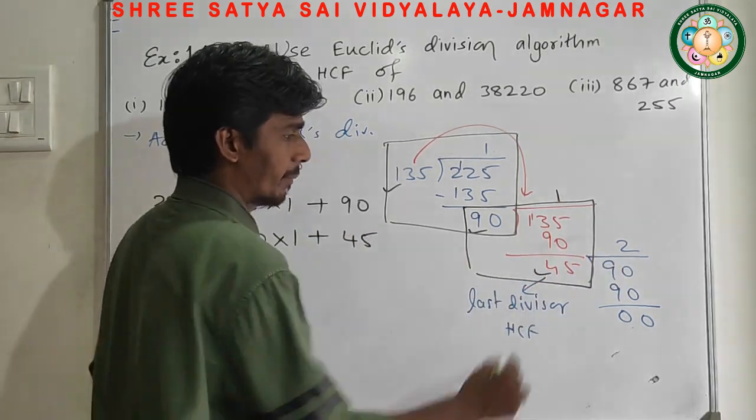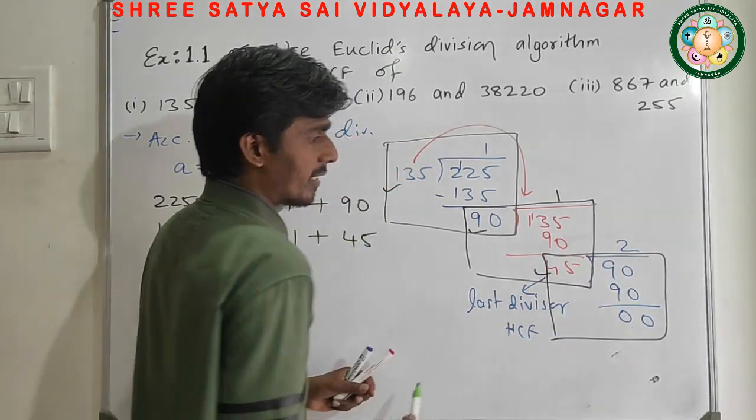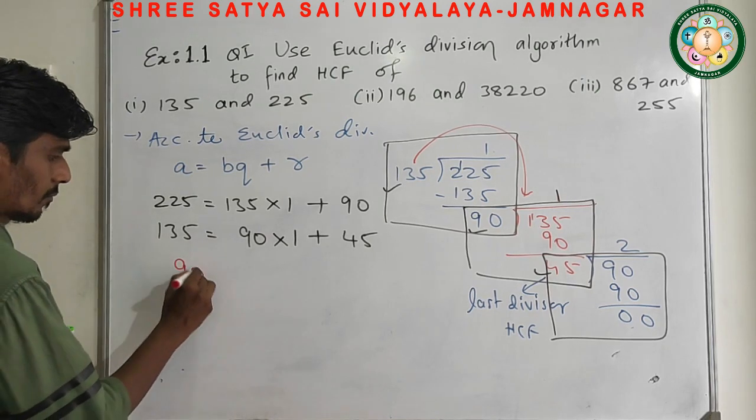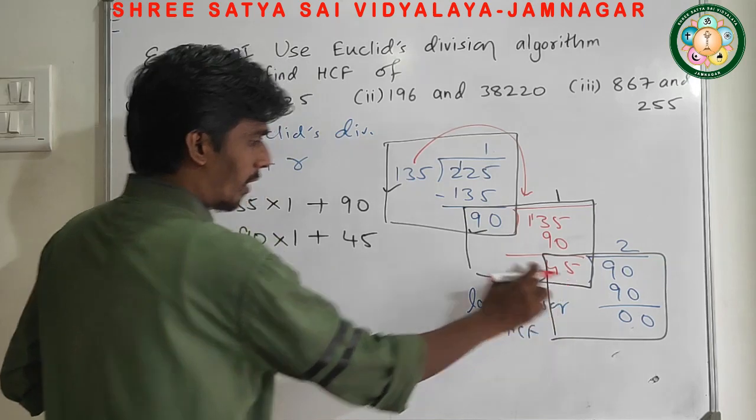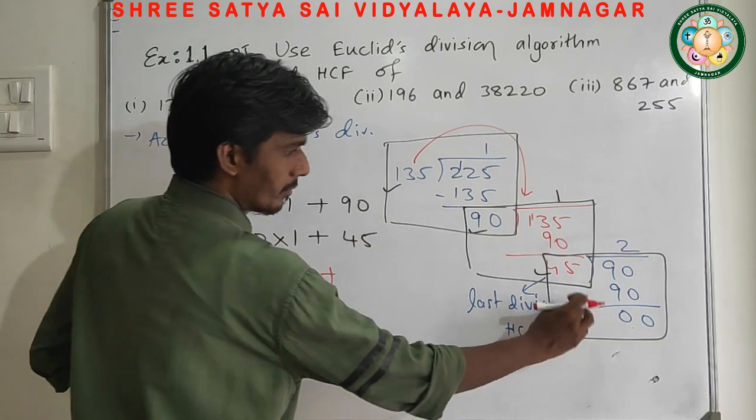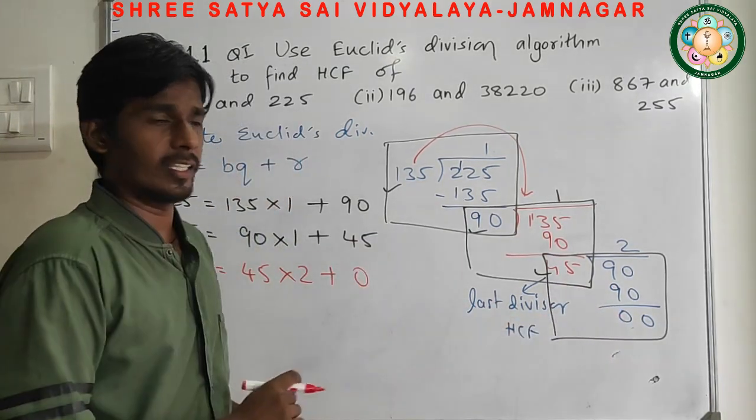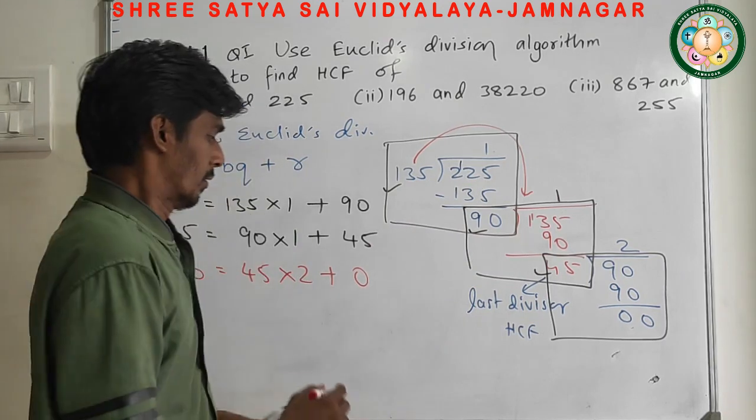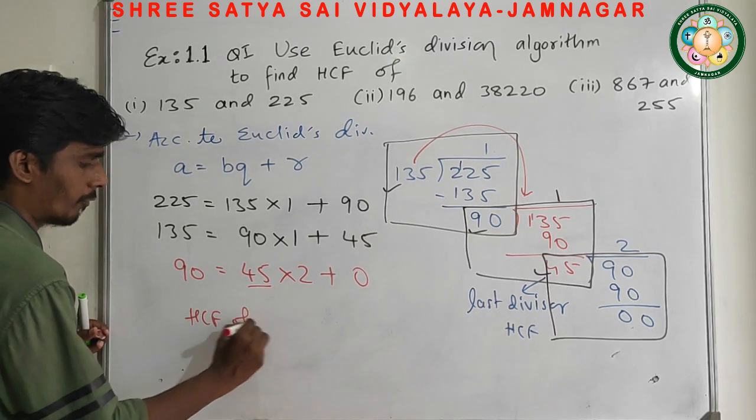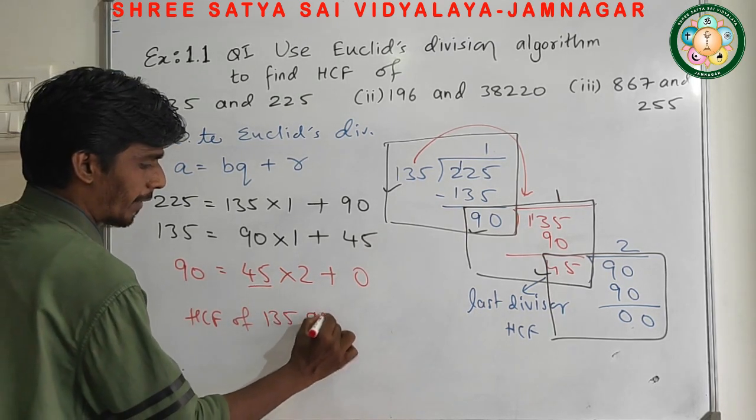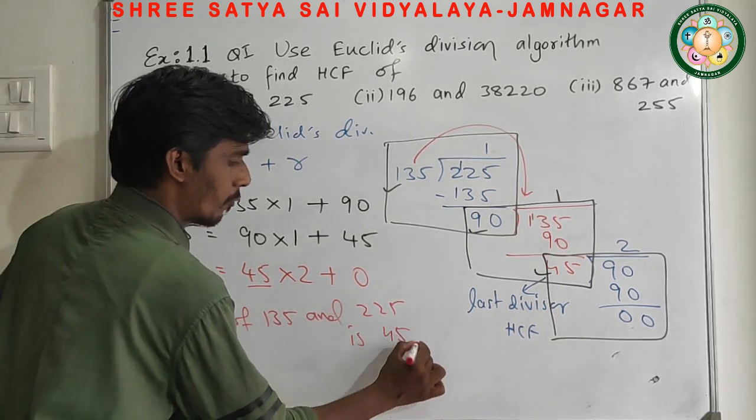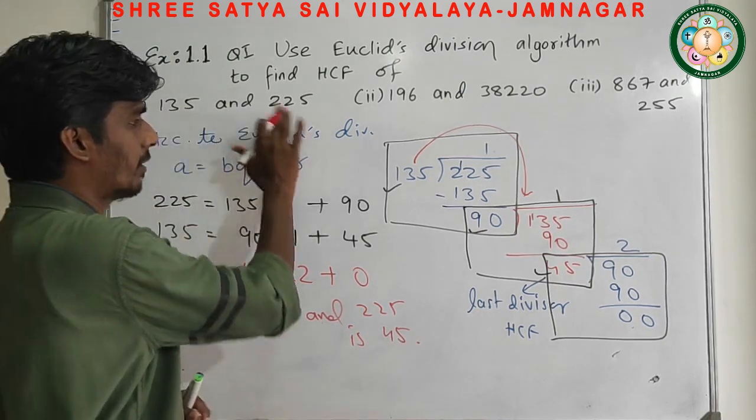Now I have to start with the third step. This one. What is the dividend here? 90. Now the divisor is 45 into quotient plus remainder 0. Once you get the 0, you have to stop the calculation. Once you get the 0, the last divisor is the HCF. HCF of 135 and 225 is 45. So 45 is the HCF of the numbers 135 and 225.